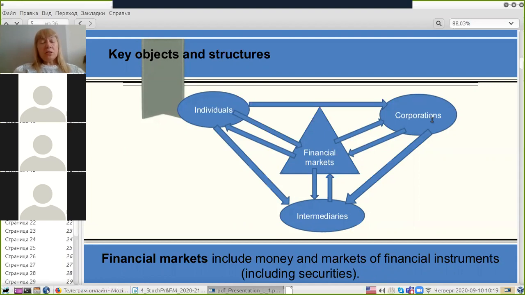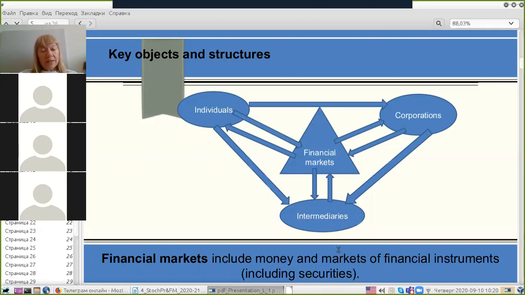What are corporations? Corporations are different companies, firms, farms, manufacturing factories which manage business, and they have the possibility to issue stocks for raising money for their funds, and it's very important. And what are intermediaries? They are companies whose financial activity can be described as making money. What do you think, for example, what are intermediaries? For example, banks. Banks, yes, it is different banks, pension funds, and other different funds.